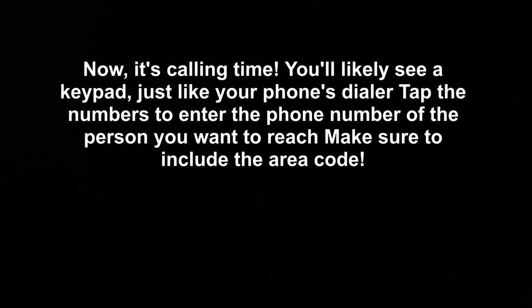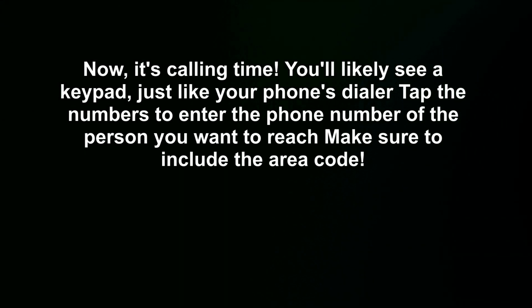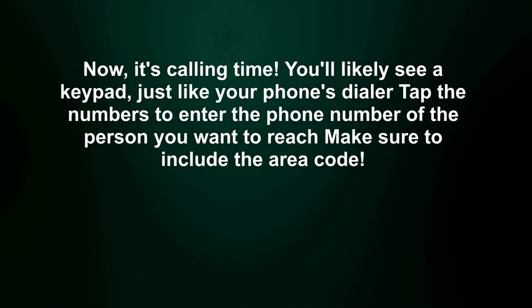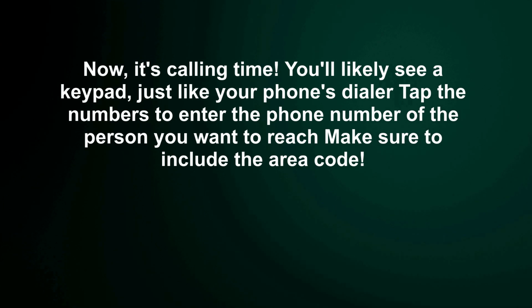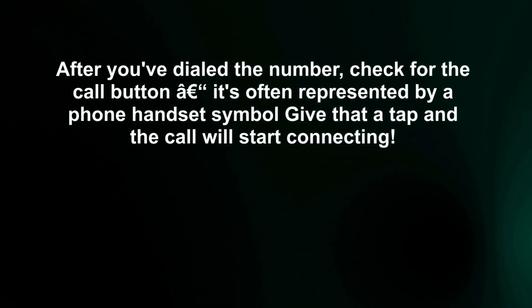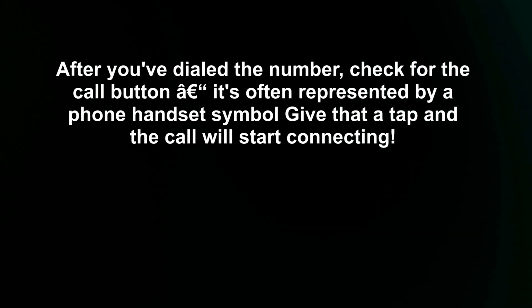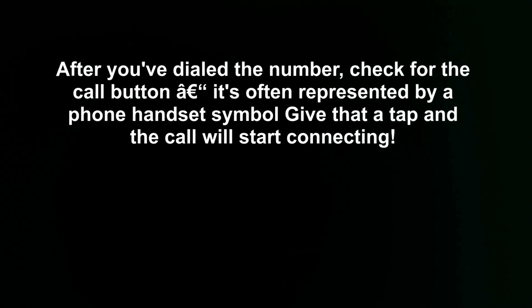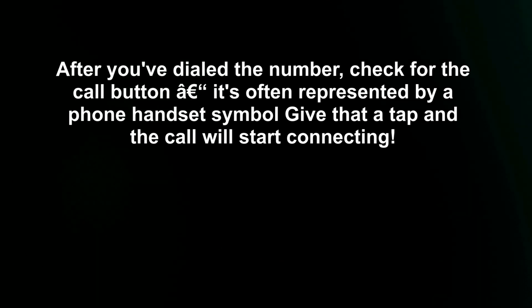You'll likely see a keypad. Just like your phone's dialer, tap the numbers to enter the phone number of the person you want to reach. Make sure to include the area code. After you've dialed the number, check for the call button. It's often represented by a phone handset symbol. Give that a tap and the call will start connecting.